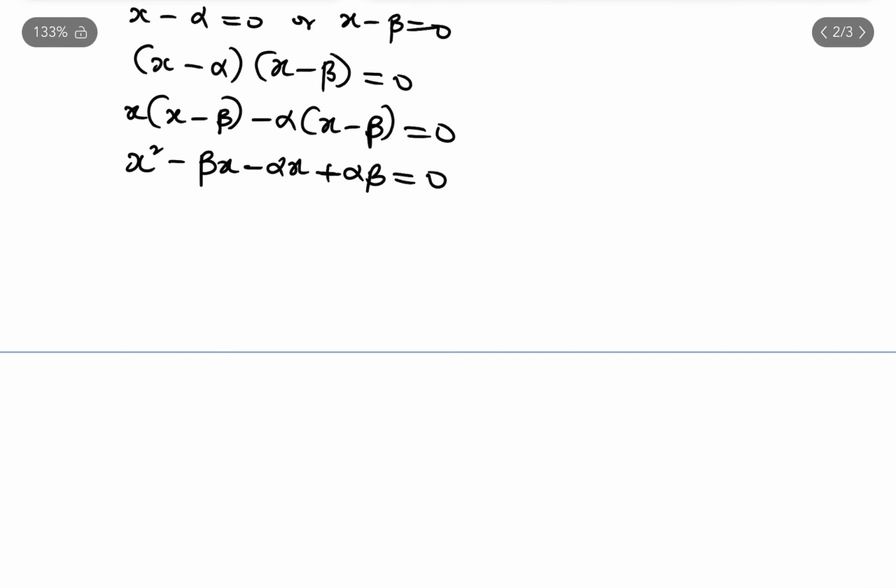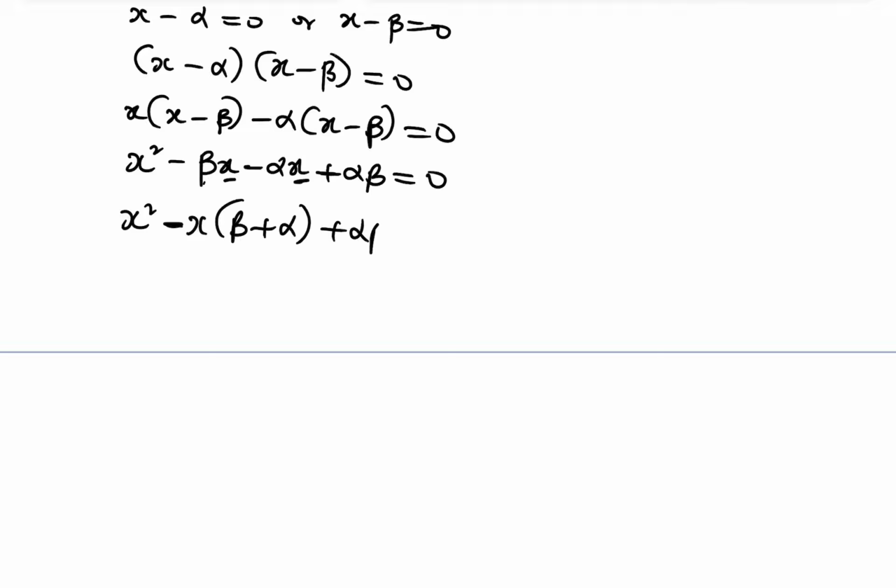So what we have, minus is common there, and both of them have x. So you can bring it out as minus, and bring the x here. What will remain is alpha plus beta. So you can just write it this way: x squared minus alpha plus beta, then put our x here, plus alpha beta equals 0.